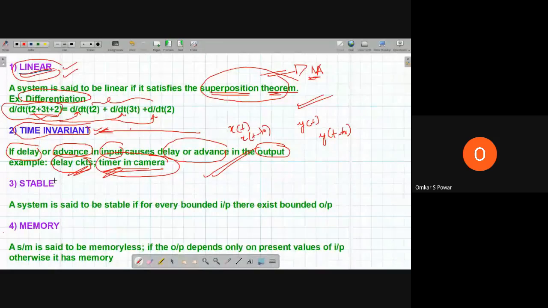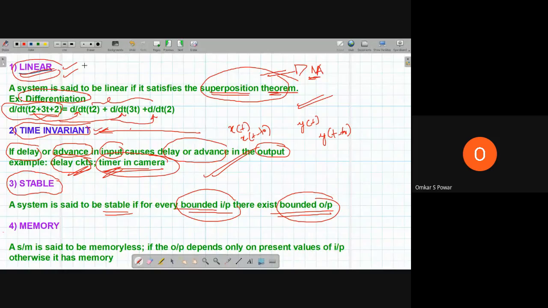The third property, which is very important in control systems or any system you take, is stability. You may say a person is stable or not. On what basis are you saying that? A system is stable or not, on what basis are you seeing it? We have to understand that concept. So what is this stability? A system is said to be stable if for every bounded input there exists a bounded output. Sir, what is this bounded input? What is this bounded output? Tell me in layman terms.